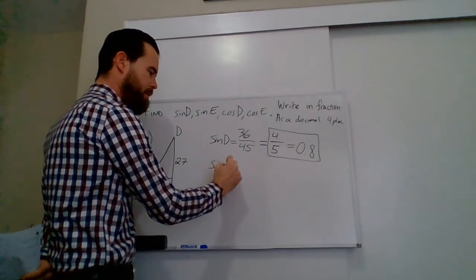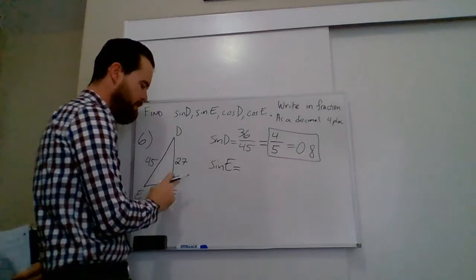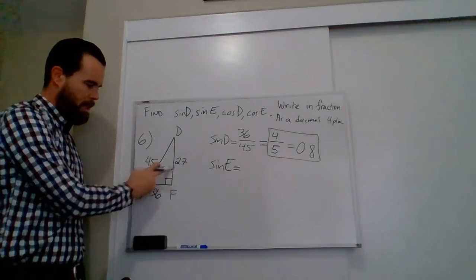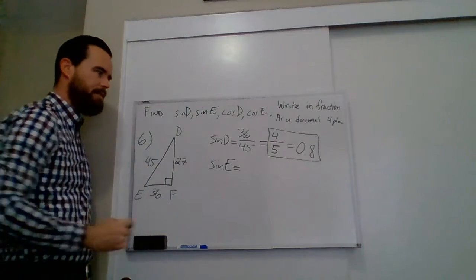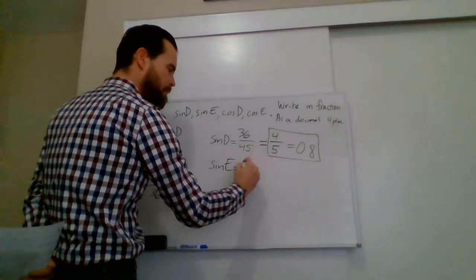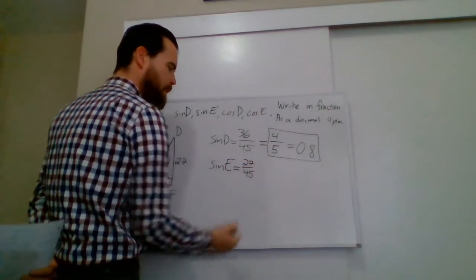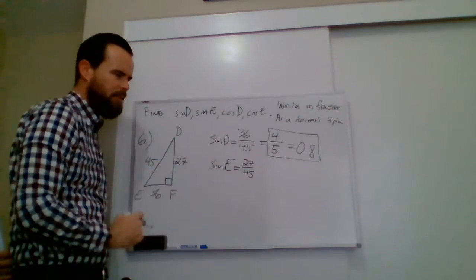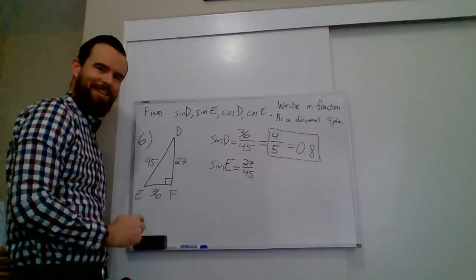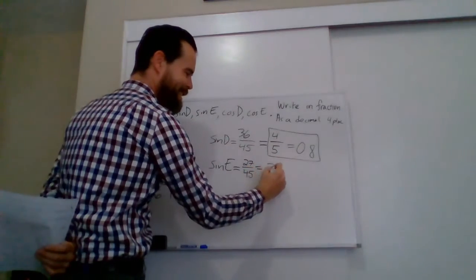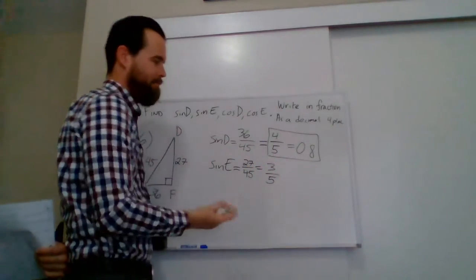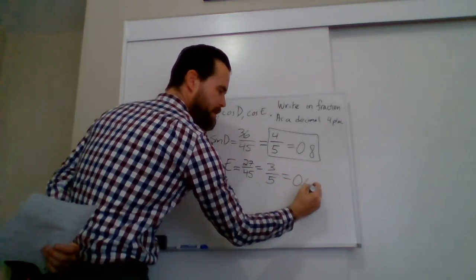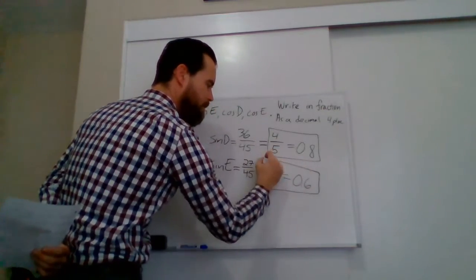Now let's do sine of angle E. So we're looking at this angle here. Opposite side over the hypotenuse. All right, so we know 9 goes into 45. Does 9 go into 27? Sure does. So we got 3 over 5. That's just like the last problem too. So we know that decimal is 0.6.